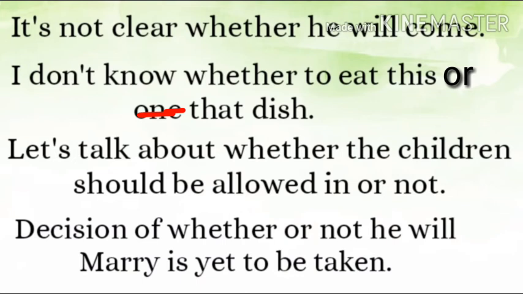In all these sentences we can add or not with whether, or we can remove or not from the sentence. The meaning is the same. There is no difference in meaning. But now let's see some more sentences where we cannot remove or not. Or not is compulsory for that meaning. Okay, let's see the examples.